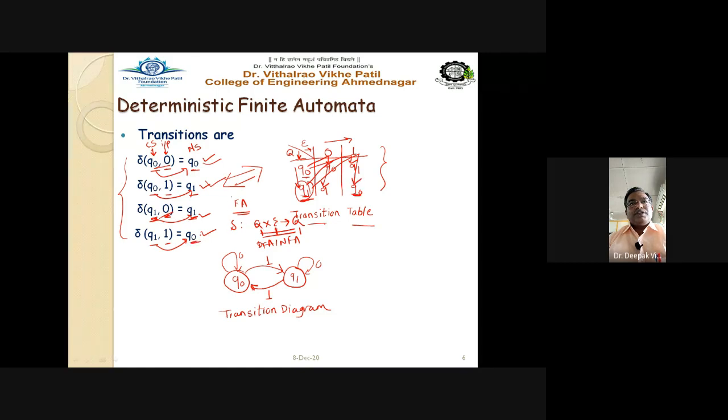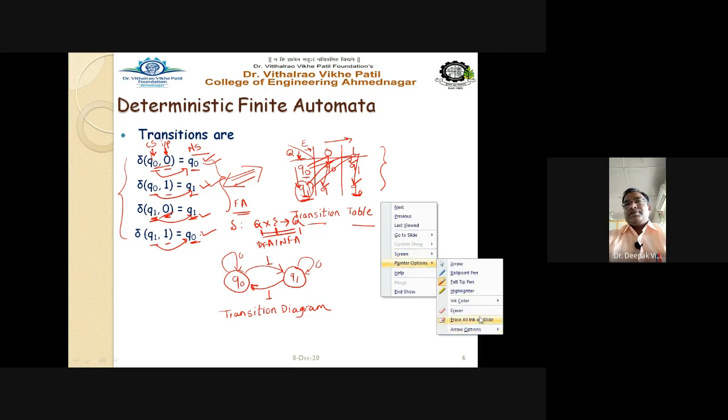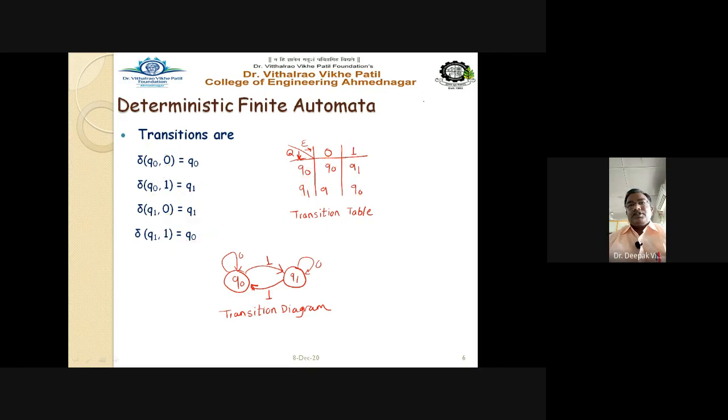So that's why I'm saying that these transitions are very similar to your transition table. So you can have the transition table, or you can have the transitions delta. Delta means the current state, after applying input, you are getting the next state. Once you clear all these things, then easily you can have the transition diagram. This transition diagram is nothing but your required DFA.